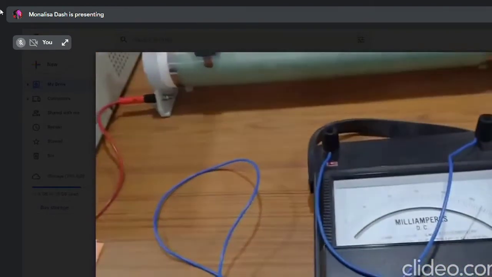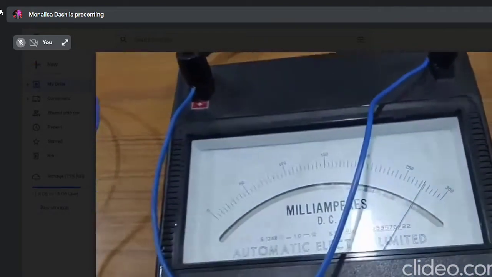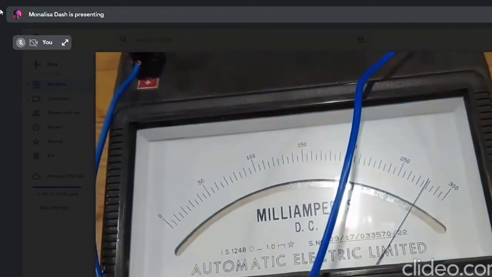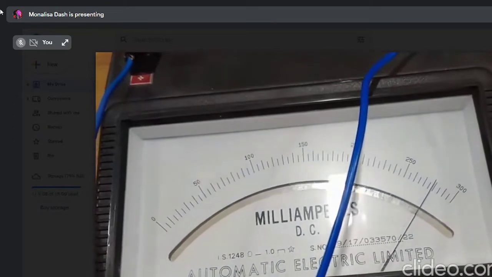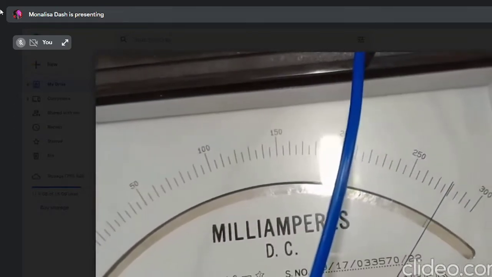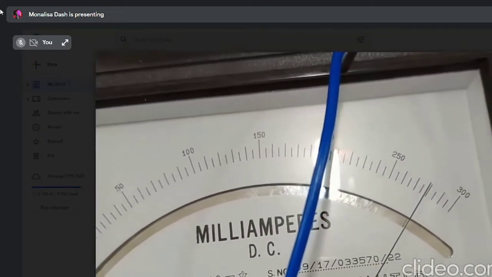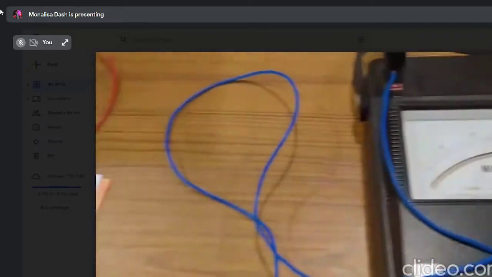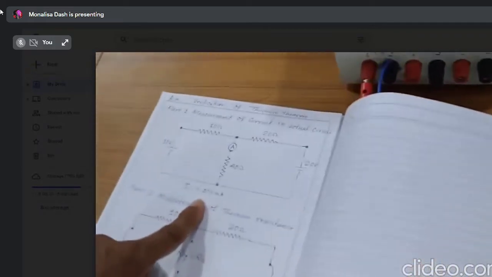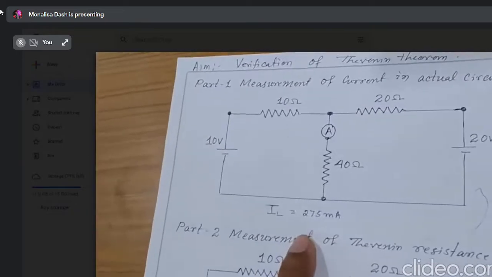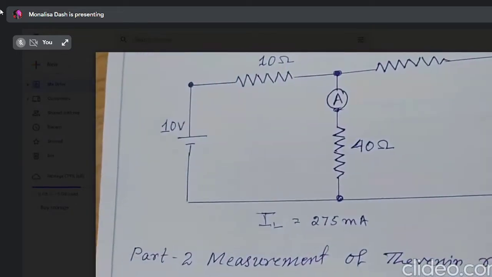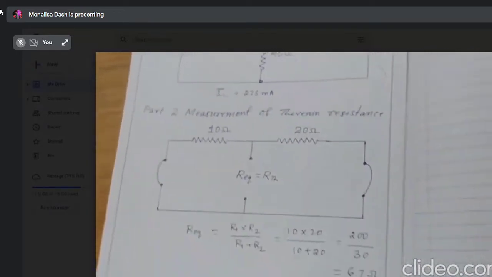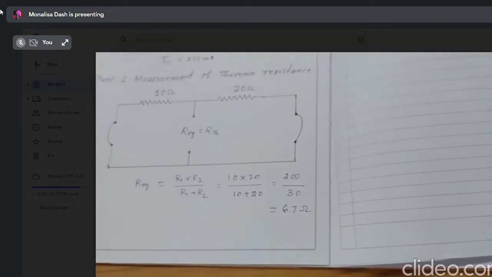Now the current is coming 276. So this current is equal to our actual load current, 275 milliampere. So the theorem is verified. Thank you.